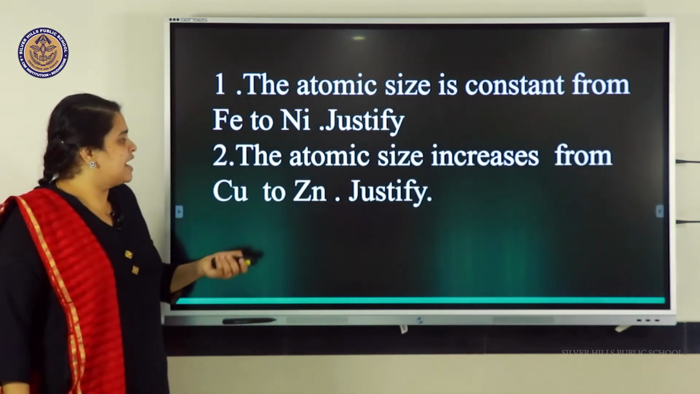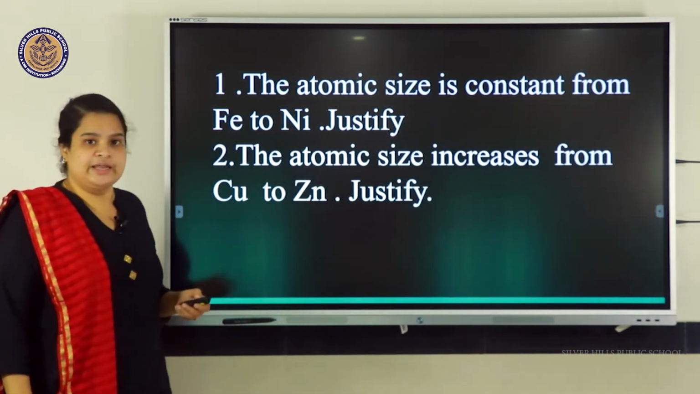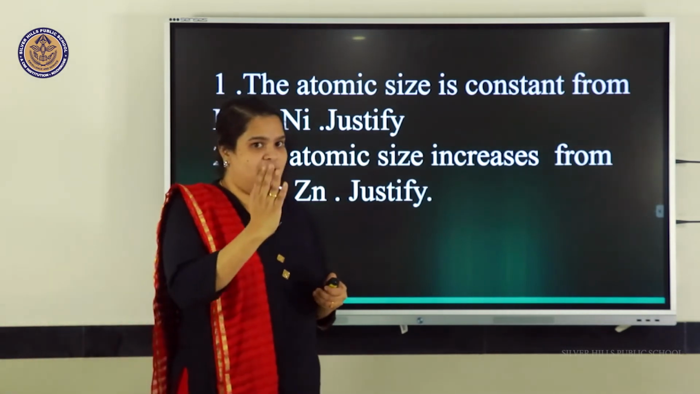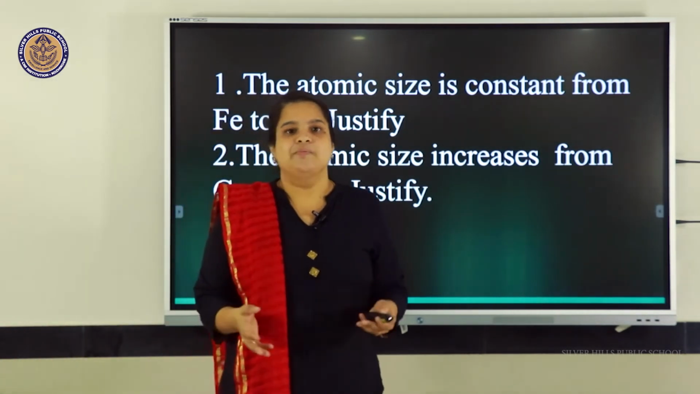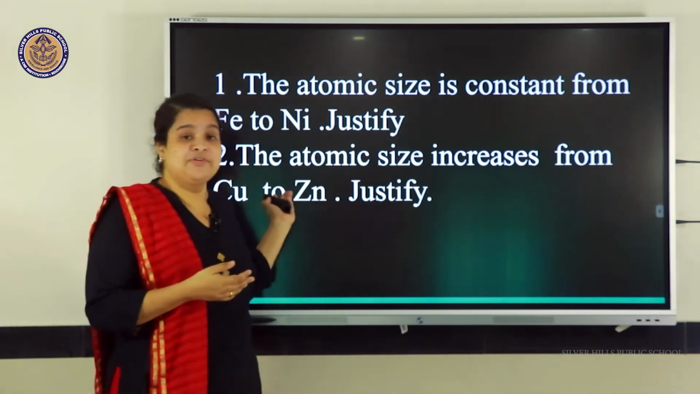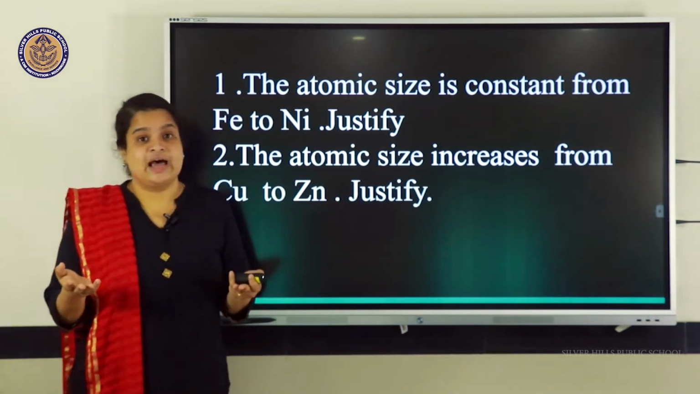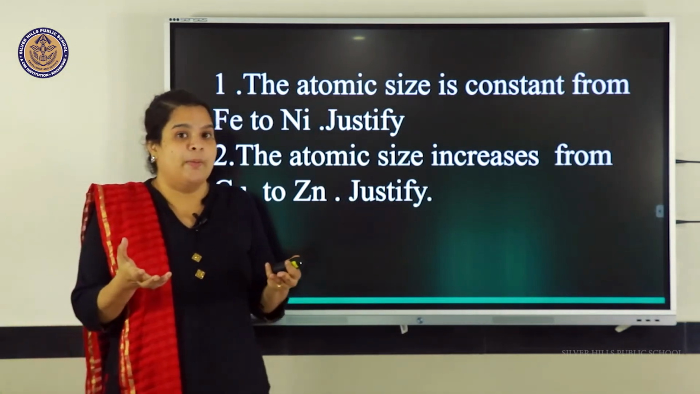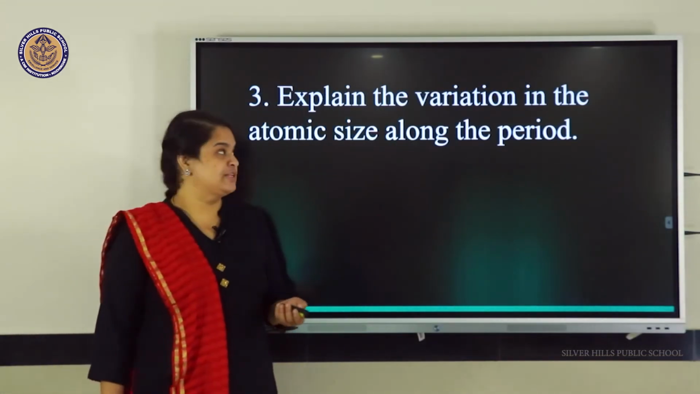Next, the atomic size increases from copper to zinc. Yes, we saw there's an increase in the graph. Why is it like that? Because they have completely filled d orbitals. Copper and zinc have completely filled d orbitals. Now we shall move on to the next question.